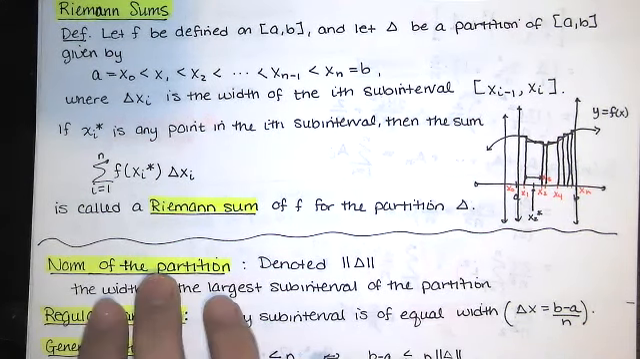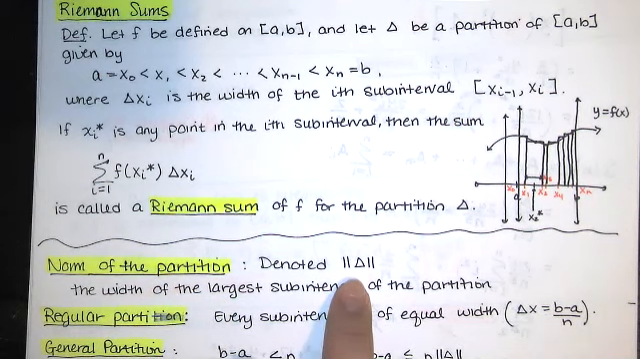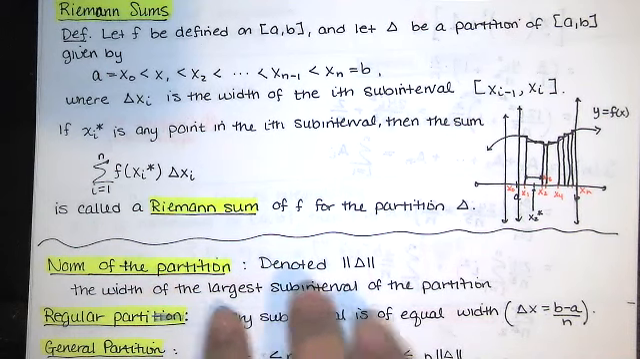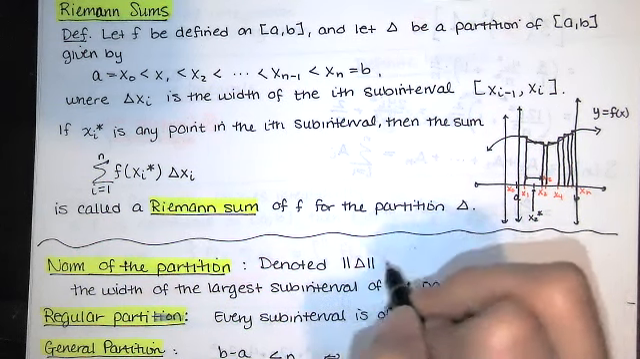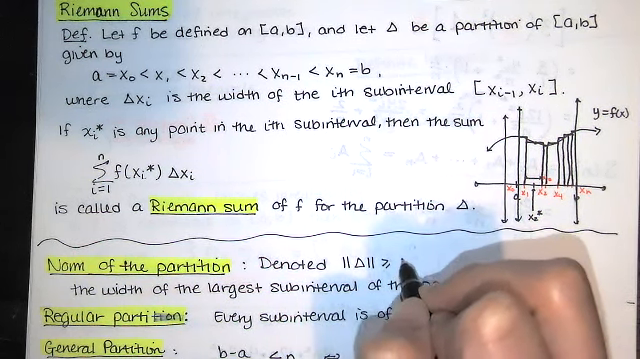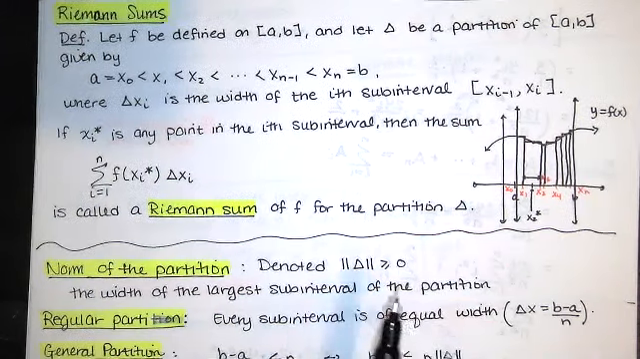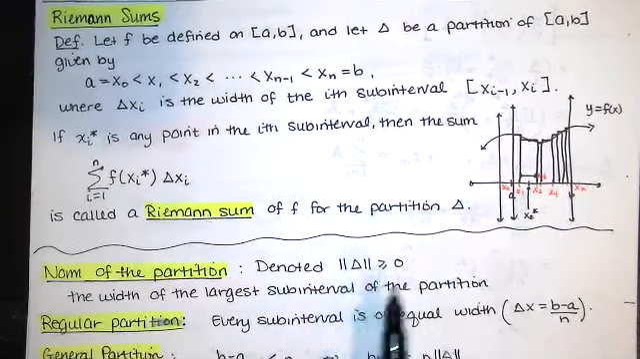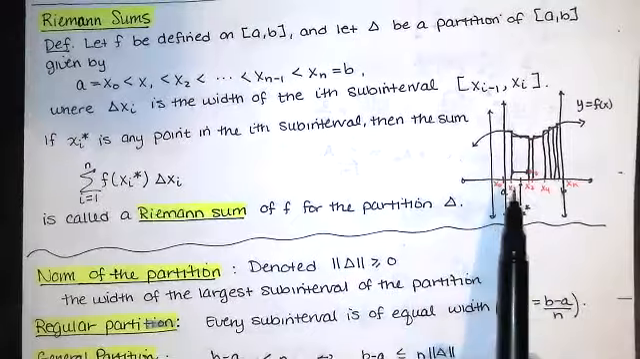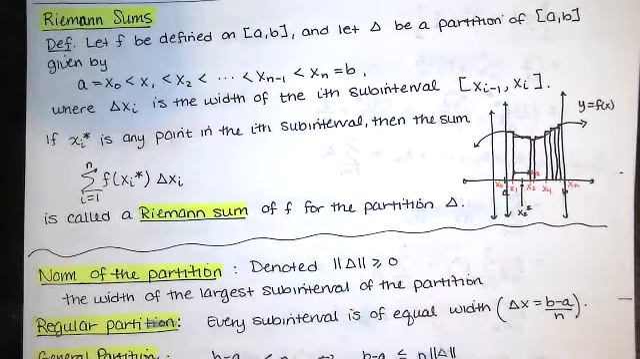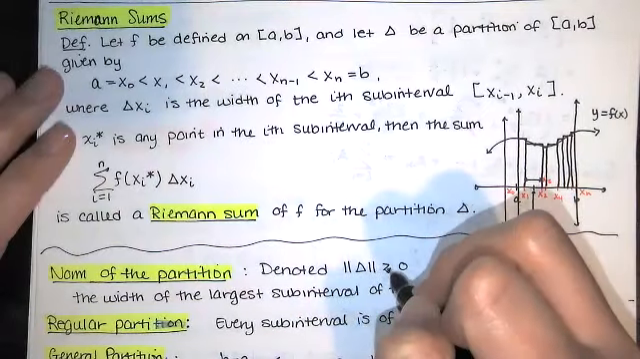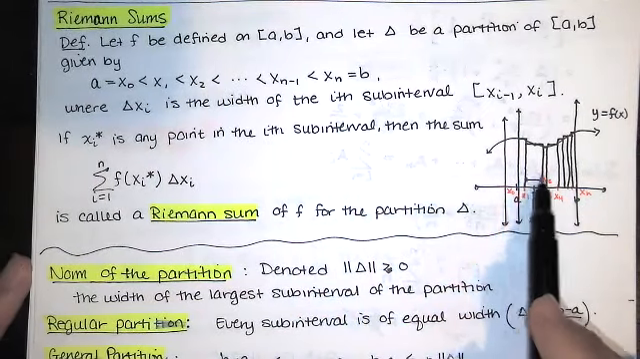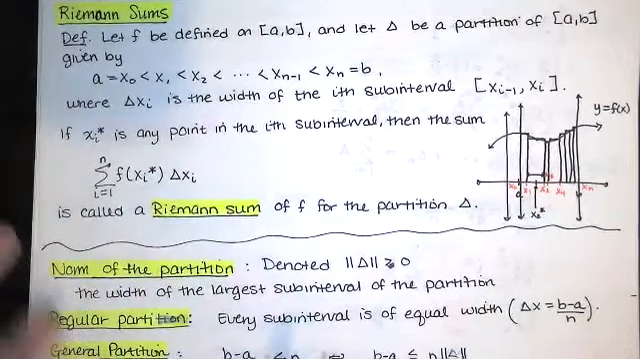The norm of the partition is denoted by this, and it's a width. It's the width of the largest subinterval of the partition. Since it's a width, it's always greater than or equal to 0. Well, I guess it's going to be greater than 0, isn't it? x sub 1 and x sub 2 are never the same. So let me change that. It's strictly greater than 0 because x sub 1 and x sub 2 are not the same.